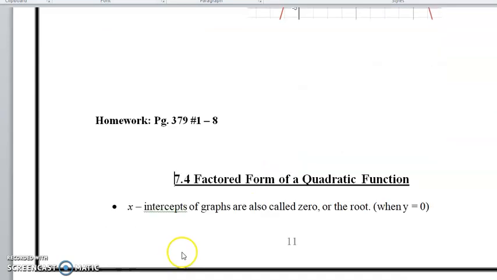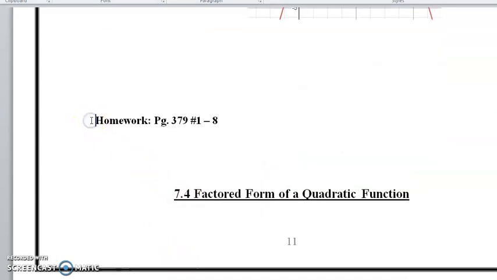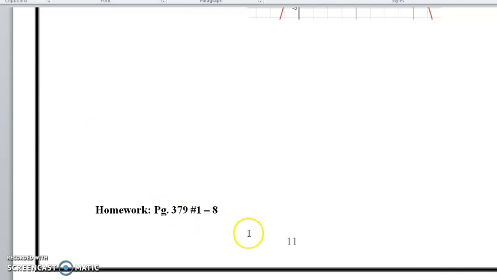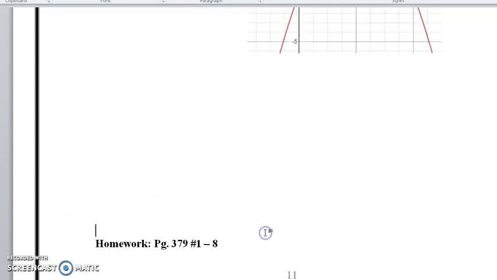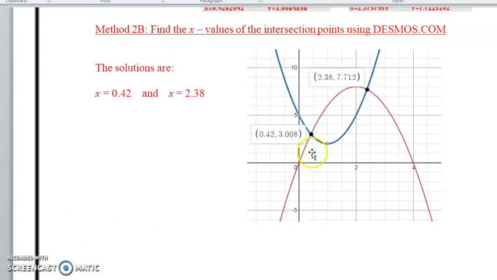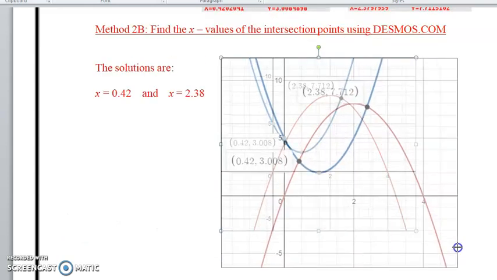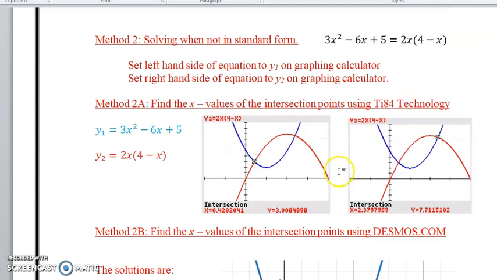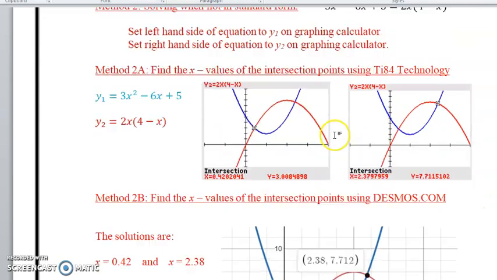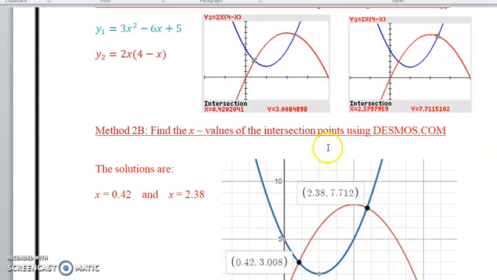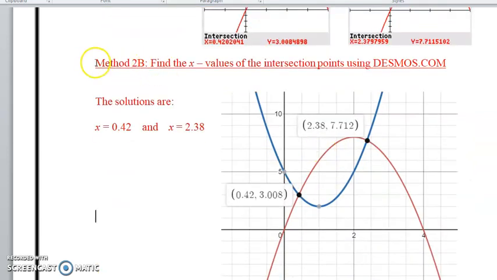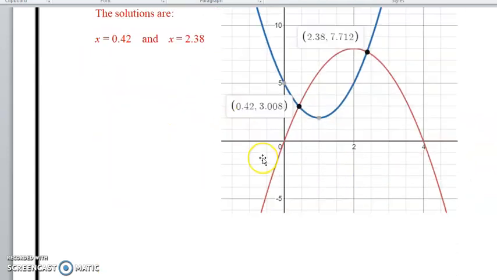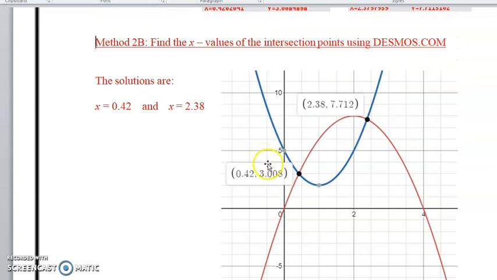So that's it for section 7.3. There's 8 questions there on page 379 you can work on. Again, try both methods. Desmos I know is a lot easier, but the graphing technology is what we're using at this point. But yeah, that's it. So lots of different methods how to find that.